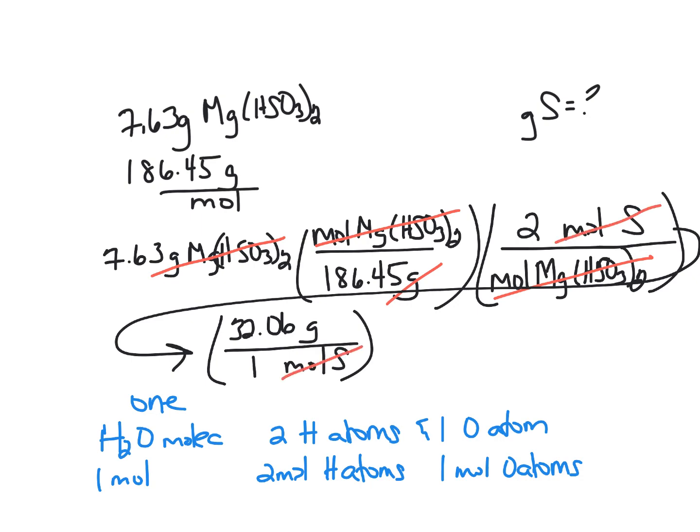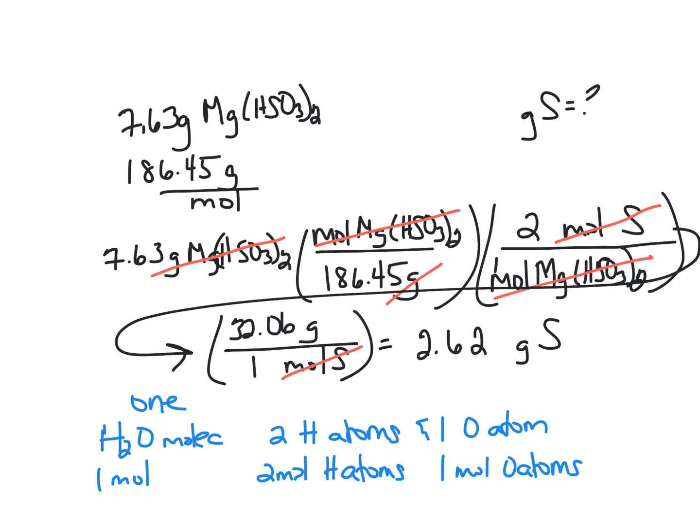Now my moles of sulfur cancel, and when I look at my units, what I'm left with is grams of sulfur. So everything canceled out except the grams of sulfur. So now I need to go back and do the calculation. I have 7.63 times 2 times 32.06. So I took everything that was across the top first, and then I'm going to divide by 186.45. Remember the other two numbers on the bottom are 1, so I don't really need to do anything with them.